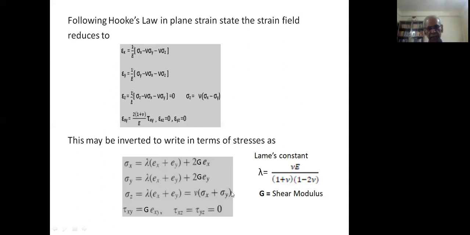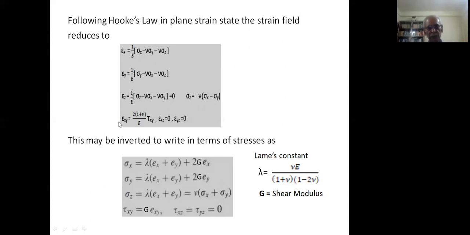Now here, if you do this simple algebraic manipulation, you will find out that lambda is equal to nu E by 1 plus nu into 1 minus 2 nu. This is a constant that comes out in the algebraic manipulation. Nothing great in it. So we write this in terms of lambda. And then G is simply the shear modulus. So all this is simply written in terms of sigma x, sigma y, and sigma z, instead of epsilon x, epsilon y, and epsilon z.